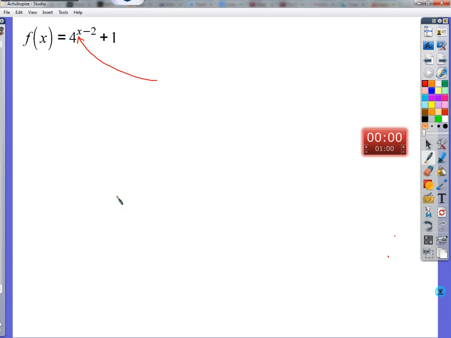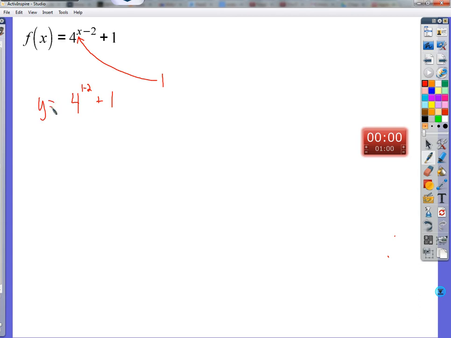Now the chart and everything that I typically write up here is based on some knowledge that we built. Let's pretend we don't have that knowledge, and we just throw stuff in there. Let's say I want to put in one. Just put one in there. Okay, so is one good? Let's find out. We got 4 to the 1 minus 2 plus 1.